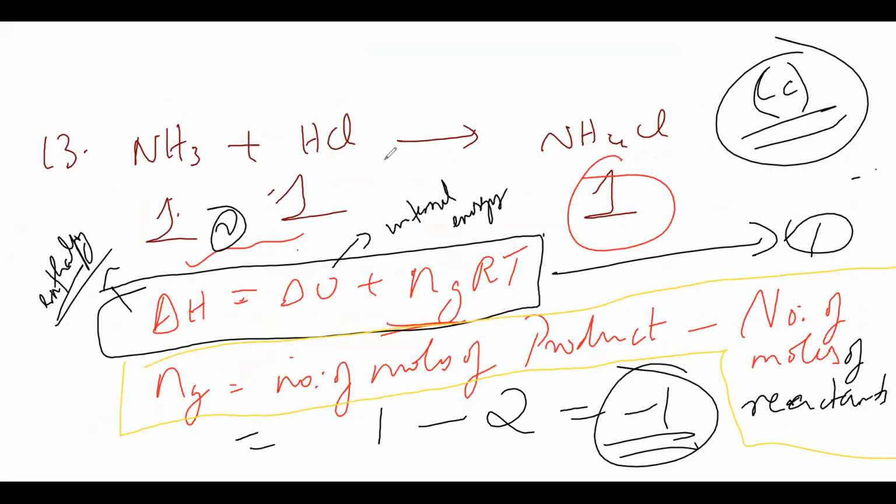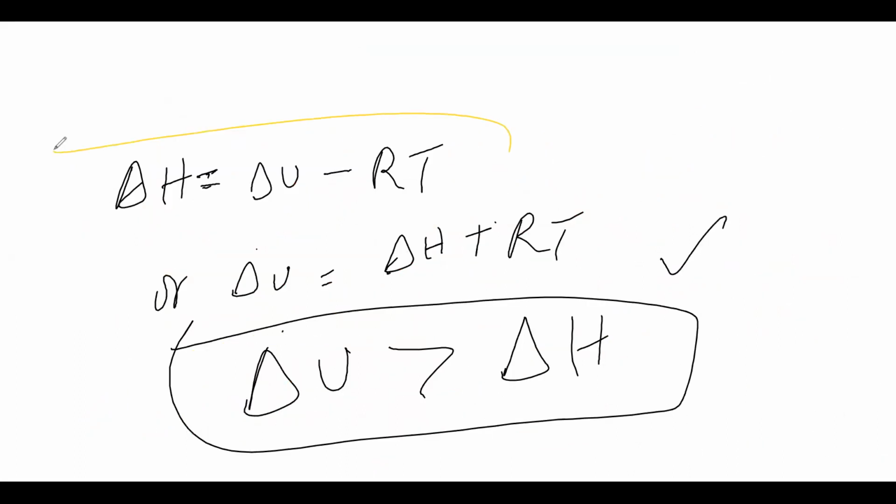So that is what I have written here. Then we have a formula: delta H is equal to delta U plus delta n_g RT. This n_g is the number of moles of products minus the number of moles of reactants. Products, it is 1. Reactants, 1 plus 1, 2. So 1 minus 2, I get minus 1. So delta H is delta U minus RT, so delta U is equal to delta H plus RT. It clearly states that delta U is greater than delta H.